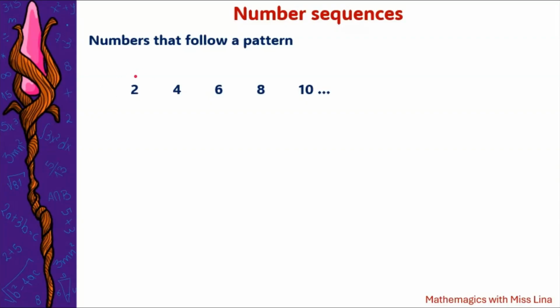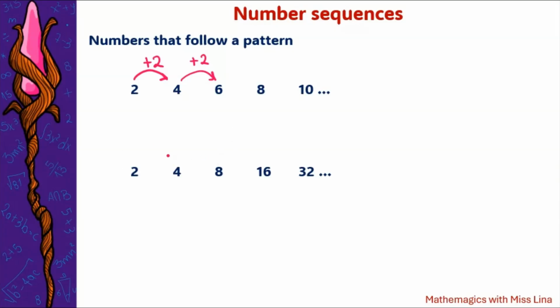For example, in this one we have 2, 4, 6, 8, 10. Notice that every next number is obtained by adding 2. Every time we add 2 to get the next number, so this list of numbers follows a pattern, which is adding 2. This one is a very easy one. It's just adding a number. But you can also find some more complicated sequences.